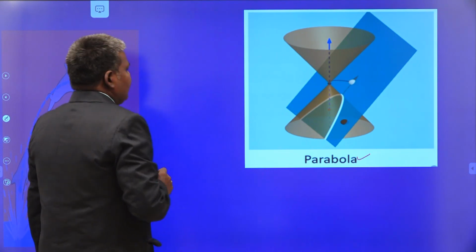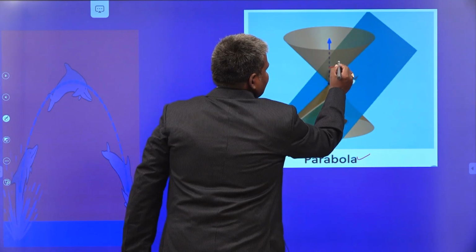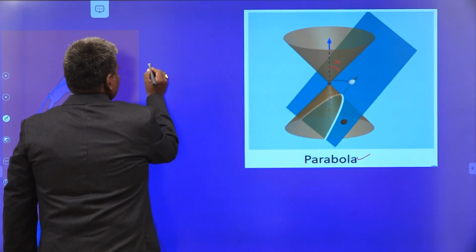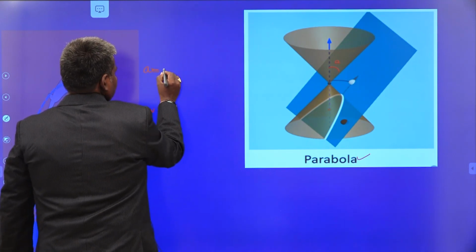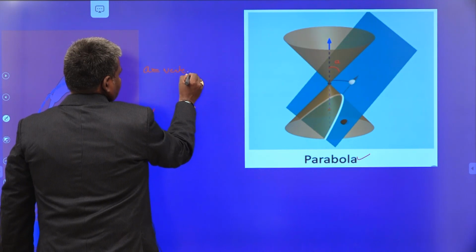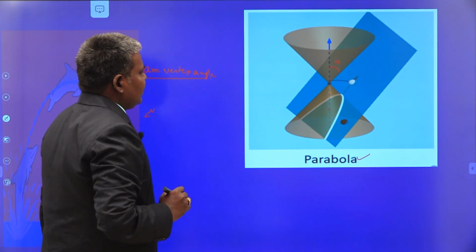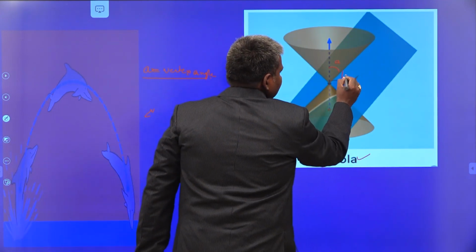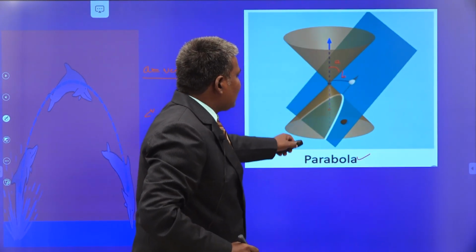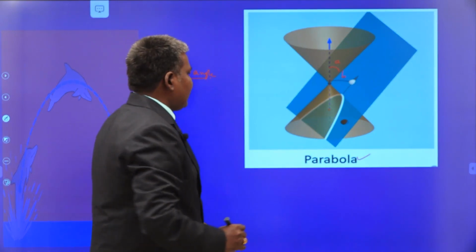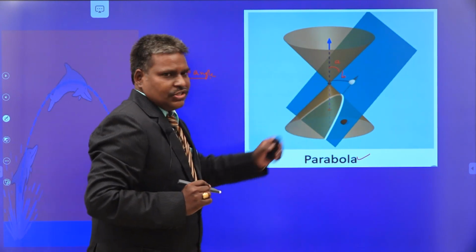First of all, we mention the angle. What is this angle? This angle A is called the vertex angle. Here A is the vertex angle. Now B is the angle. What I am saying is, B is the angle made by this axis with the plane. If these two are equal, then we obtain the parabola conic section.